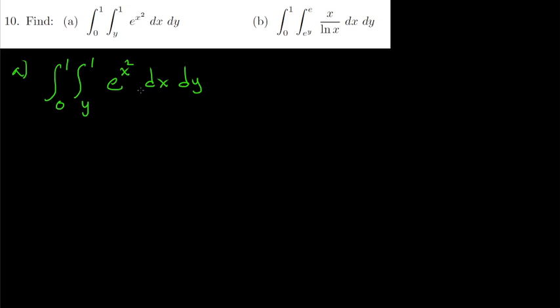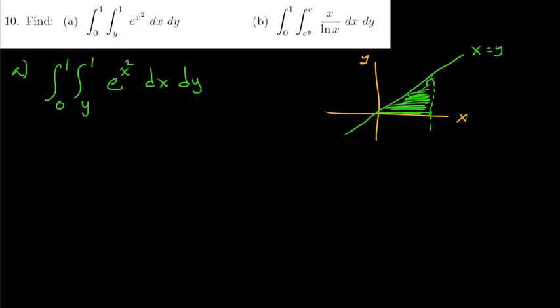So there's no way to do it directly like this. We're going to have to switch the order of integration. So the region of the xy plane, let's see if I can graph it here. This is y equals x, to x equals 1. So x equals 1 is here. And we're going from y equals 0 all the way up to y equals 1. And that's up here as well. So it's this little triangle here.